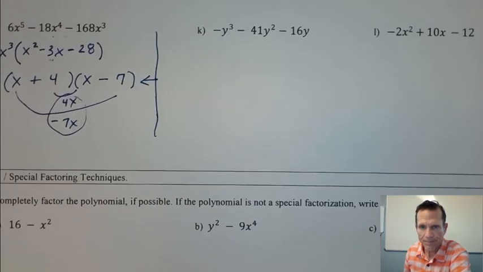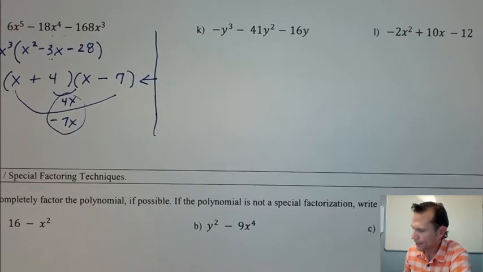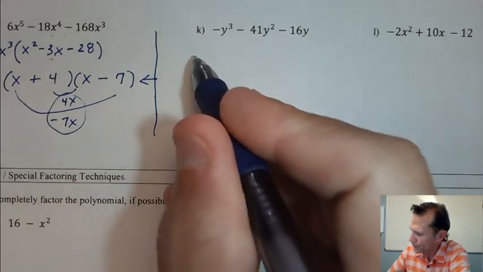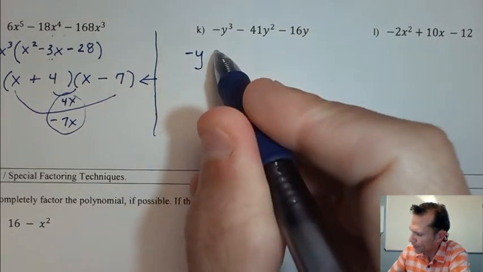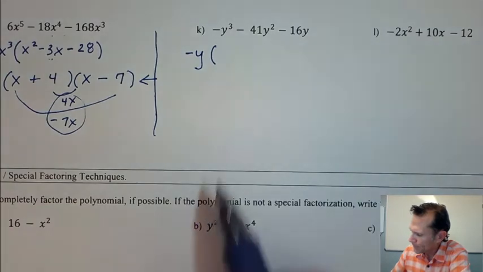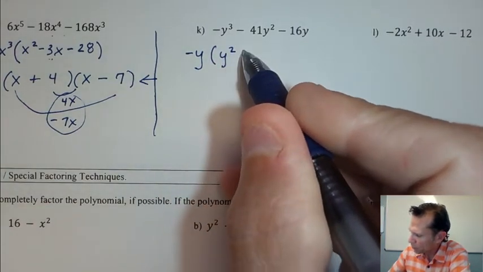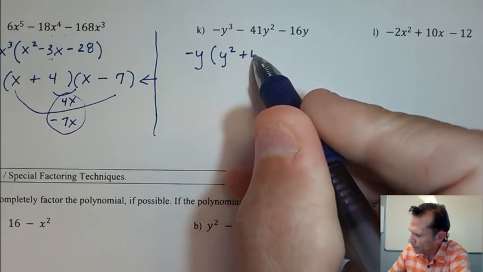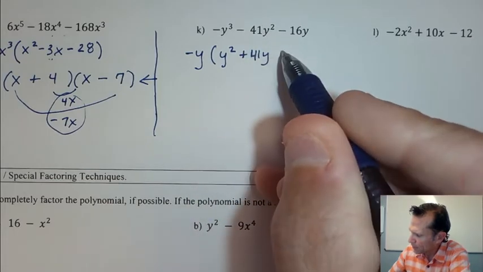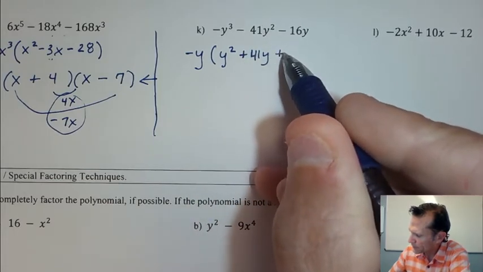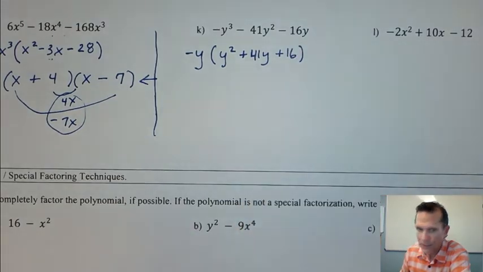All right, looking at the next one, hopefully you can spot that negative y. This is the GCF. I'm going to pull out a negative y. I have y squared plus 41y, and then plus 16.